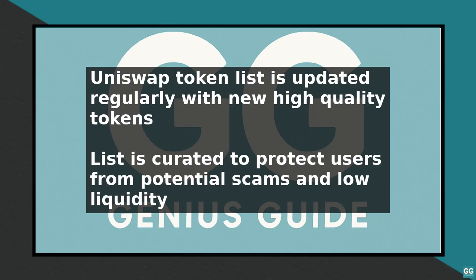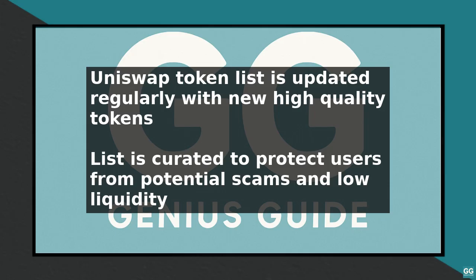trading metrics. In addition to browsing the token list, users can also use the Uniswap interface to trade tokens directly. This can be done by selecting the token to trade, entering the desired trade amount, and confirming the transaction. The Uniswap protocol will then facilitate the trade, using liquidity pools to match buyers and sellers.